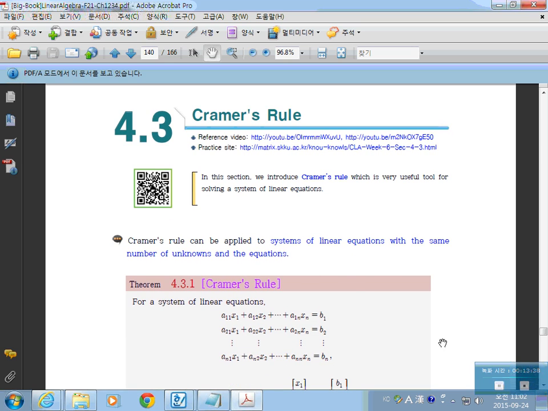Okay. Any questions on section 4.2, cofactor expansion and finding the determinant by using the adjoint of A?